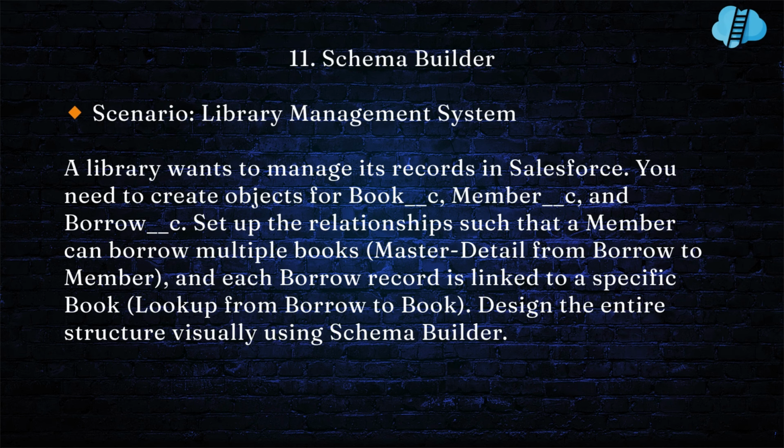11. Schema Builder. Scenario: library management system. A library wants to manage its records in Salesforce. You need to create objects for book__c, member__c, and borrow__c. Set up the relationship so that a member can borrow multiple books: master-detail from borrow to member, and each borrow record is linked to a specific book, lookup from borrow to book. Design the entire structure visually using Schema Builder.